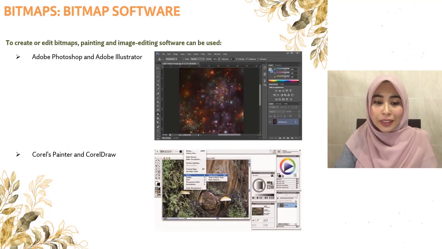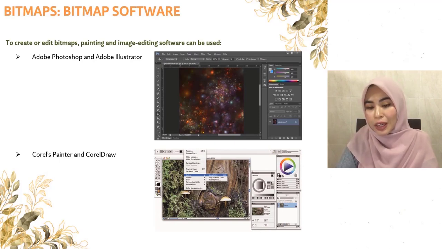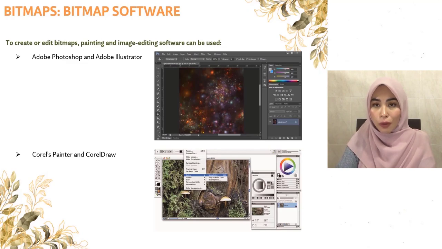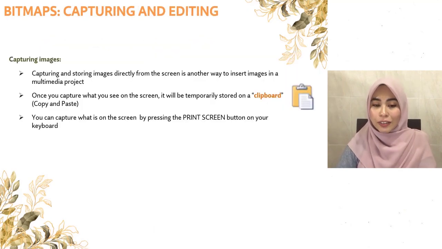Like I said, when we're creating bitmaps, the software that you can use to do that is Adobe Photoshop. You can also create some bitmaps inside Illustrator as well. Another company whose software you can use other than Adobe is called Corel. They have Corel Painter and Corel Draw. Like I've said earlier, images can either be created from scratch or you can take them from other sources, such as Google, etc.